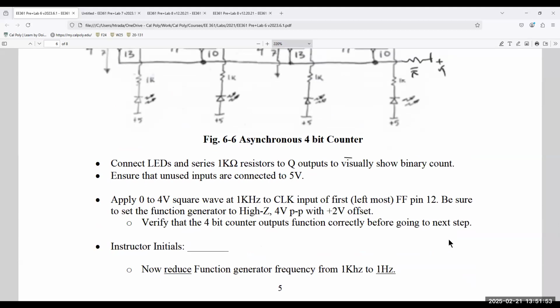Lab 6. Good. Almost. Glitches in there. Okay. That's still good.